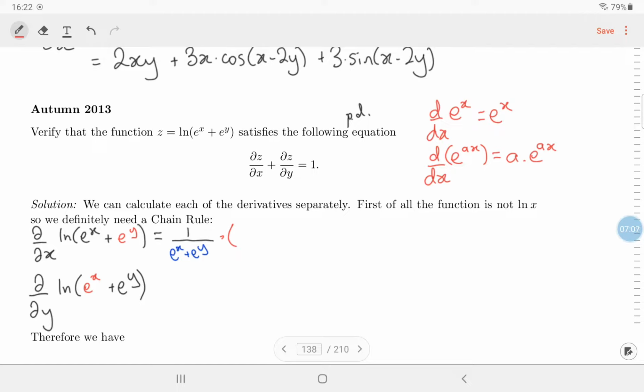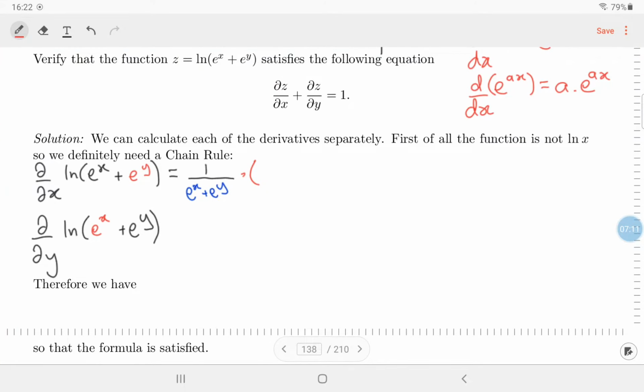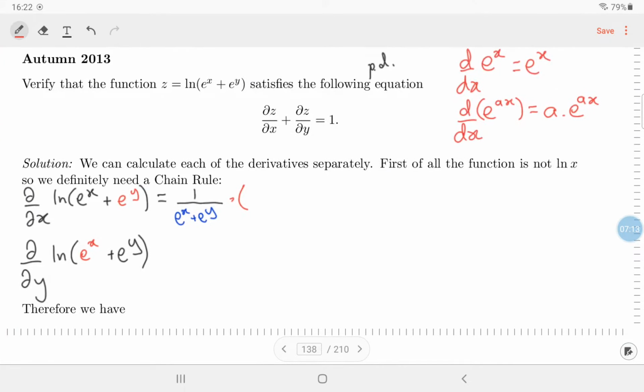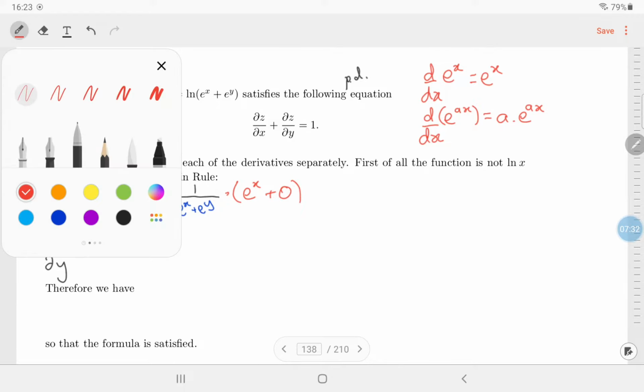Okay, so coming back to what we're looking at down here, we've differentiated the outside, we've evaluated at the inside, and now we must multiply by the derivative of what's inside. So we need to differentiate e to the x plus e to the y with respect to x. So the derivative of e to the x, like we just said, is e to the x, but e to the y with respect to x is a constant, so its derivative is 0. And we can tidy that up.